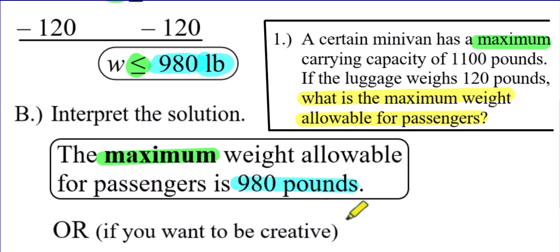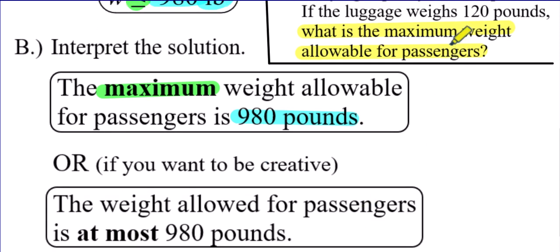If you want to be creative and not go by the exact same words that were in the original word problem, then you could switch your sentence around a little bit. You could use the phrase like at most, which would also mean less than or equal to. You could say no more than, which would also mean less than or equal to.